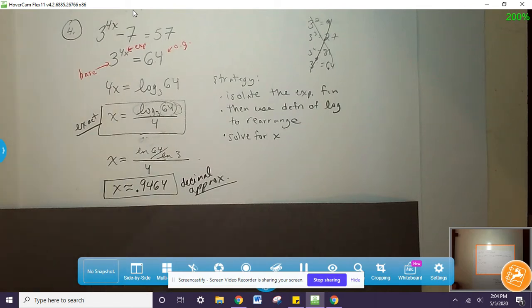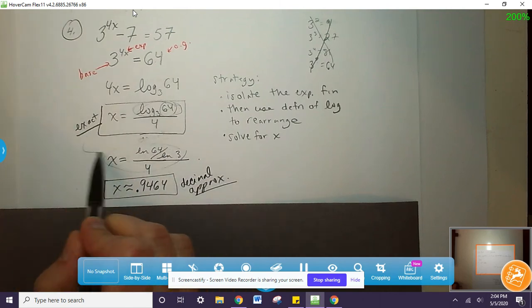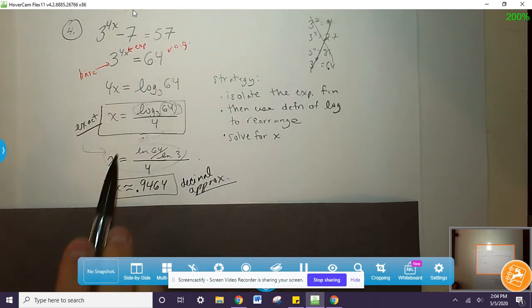I will not deduct points for that in Algebra 2 or pre-calc, but it's a good opportunity for you to practice your notation. And by the way, if anyone wanted to write down or circle this one as the exact answer, that would be fine as well. That's also an exact answer.